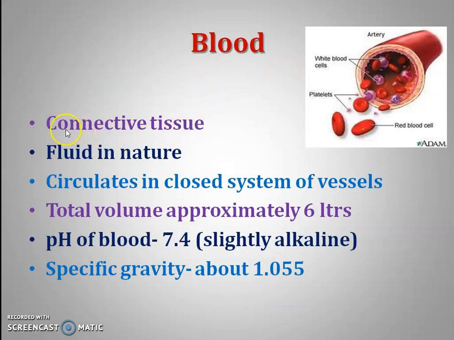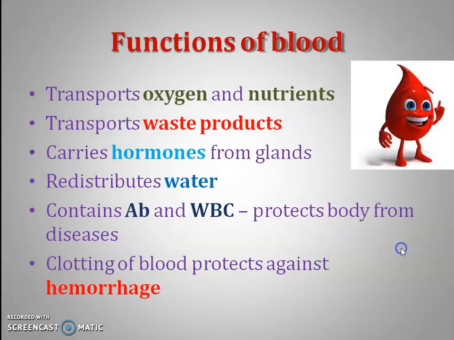So, blood. Blood is a connective tissue, fluid in nature, circulates in a closed system of vessels. Total volume approximately 6 liters. The pH of blood is 7.4, slightly alkaline. Then specific gravity is about 1.055. So this contains, this is artery, this is white blood cell, platelets, and red blood cells.